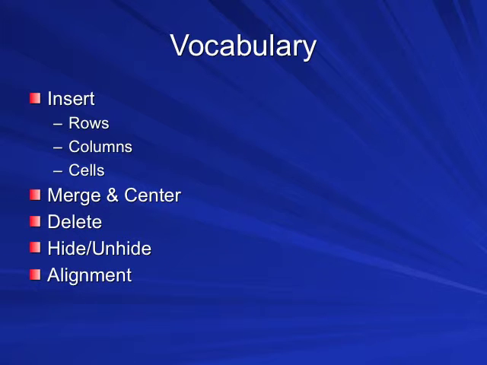Alignment, how different types of alignment. You can be aligned to the left side, aligned to the right side, and then of course centering is another type of alignment, or justified on both sides. So you'll see some of those options.